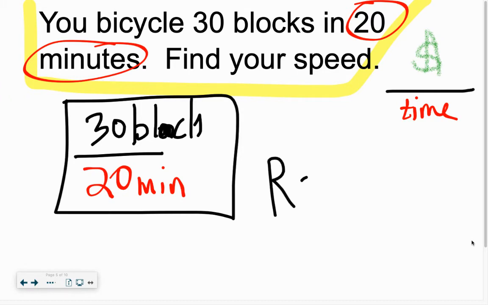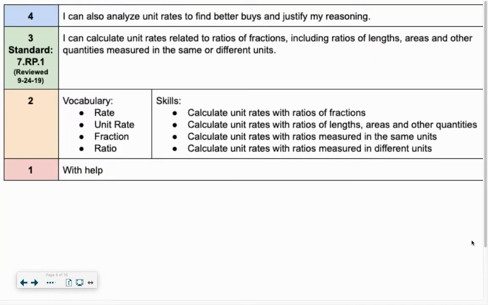This is a rate. If you want to put down here, it's a rate. Because notice it's a ratio because it's got two. Everybody say two. It's got two numbers, the 30 and the 20. And because it's a rate, because it has two labels, the blocks and the minutes.